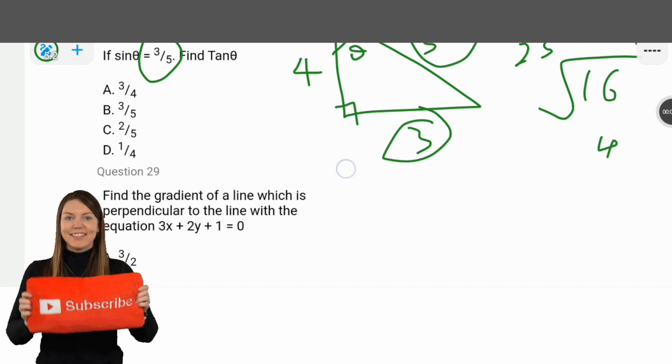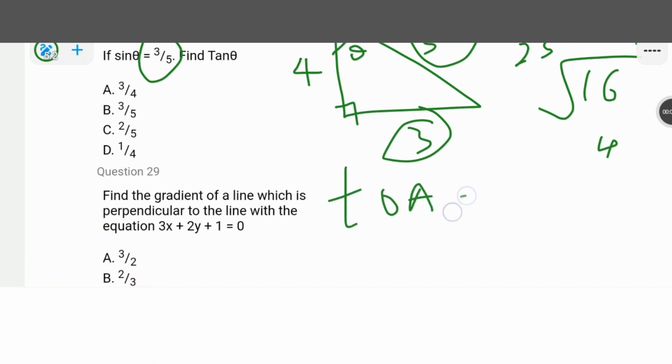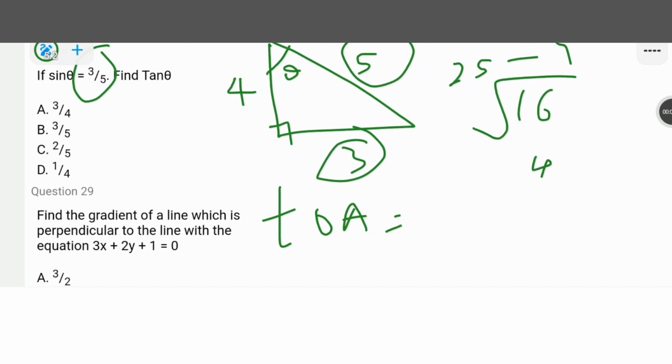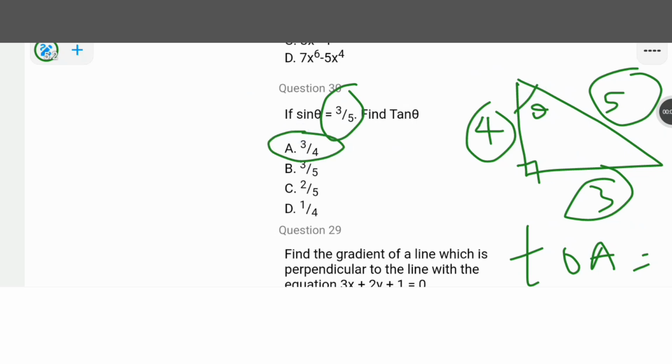You have to find tan theta. So tan is opposite over adjacent. So opposite is 3. Adjacent is 4. So the final answer is just 3 over 4. So that's option A.